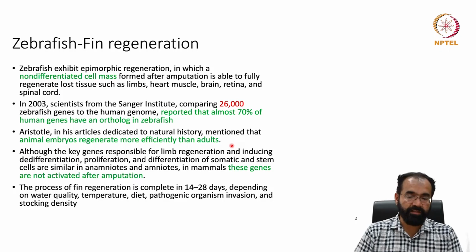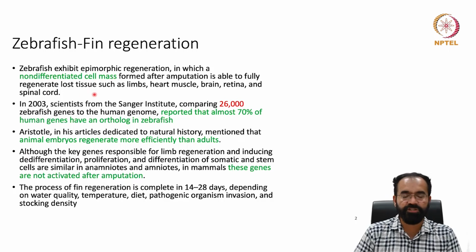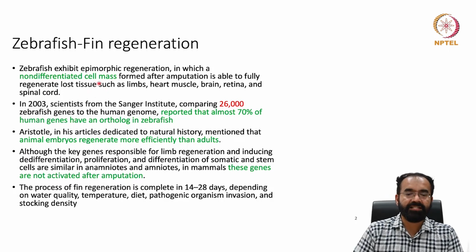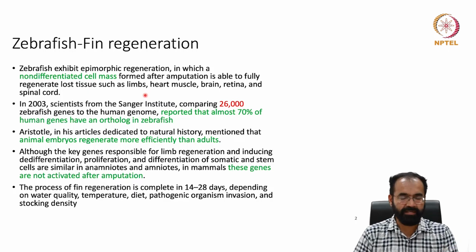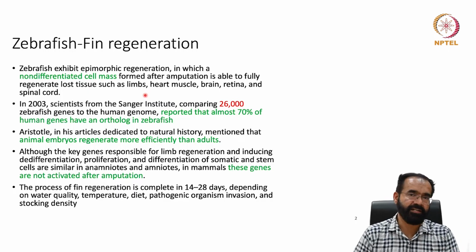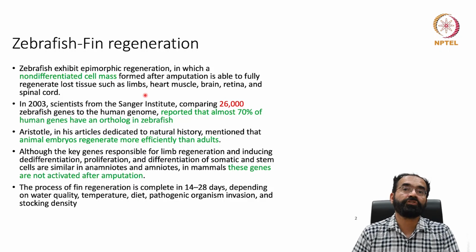So if you look further into the retina regeneration, zebrafish exhibit epimorphic regeneration, in which a non-differentiated cell mass formed after amputation is able to fully regenerate the damaged part, and it can be, say, limb, heart muscle, etc. The backbone of epimorphic regeneration is that it is capable of restoring the morphology as it was before the injury.